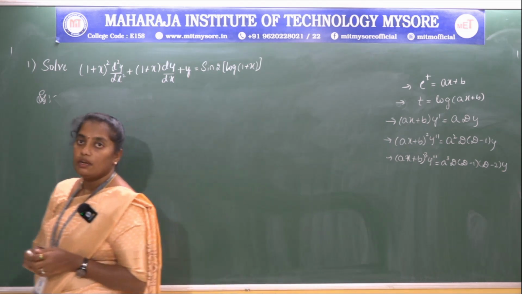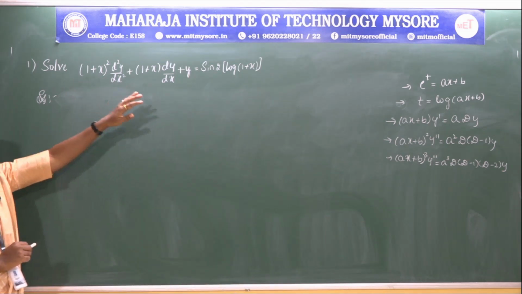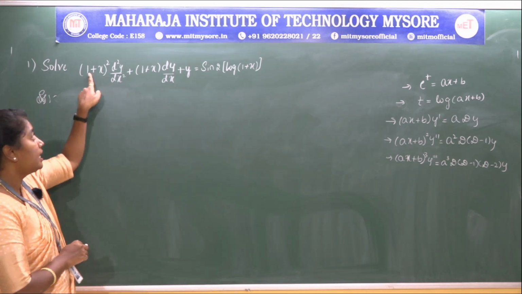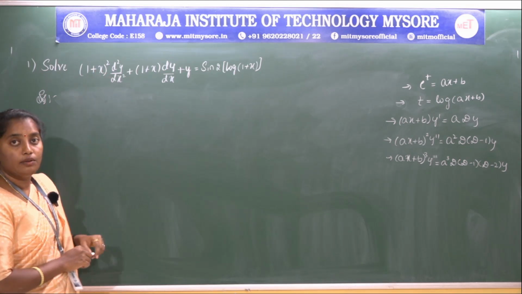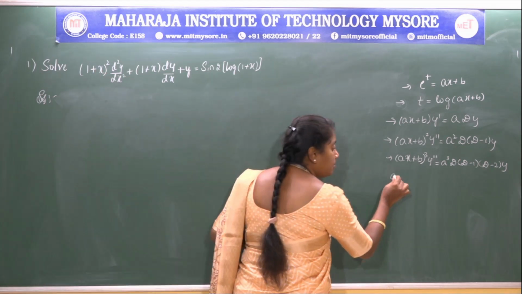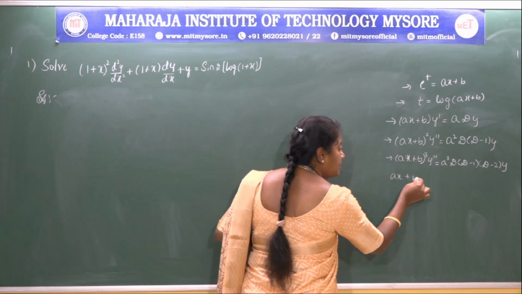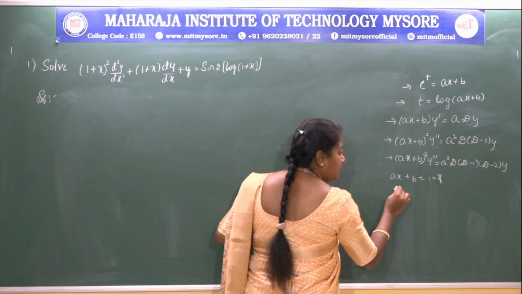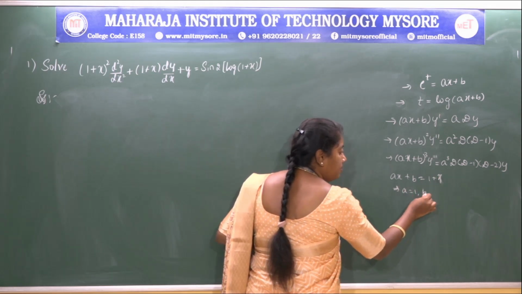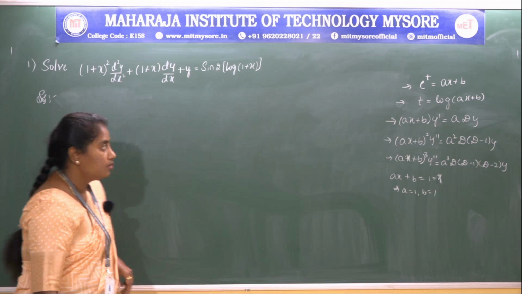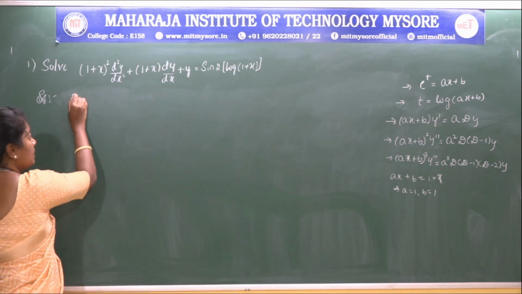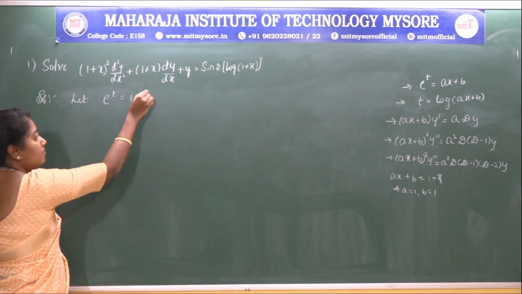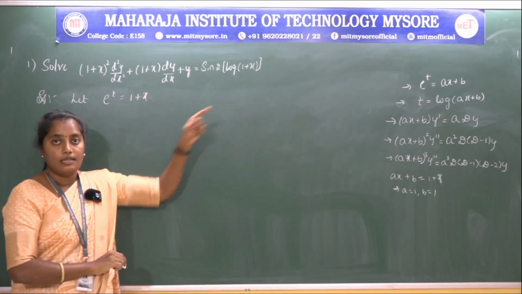So in this problem we have 1 plus x in the place of ax plus b. That means the value of a is equal to 1, b is equal to 1. In the given problem, ax plus b is equal to 1 plus x, so a is equal to 1, b is equal to 1. Let us start with the substitution. Let us take e power of t is equal to 1 plus x. That is the first substitution.